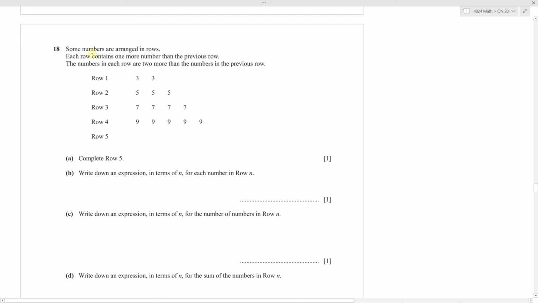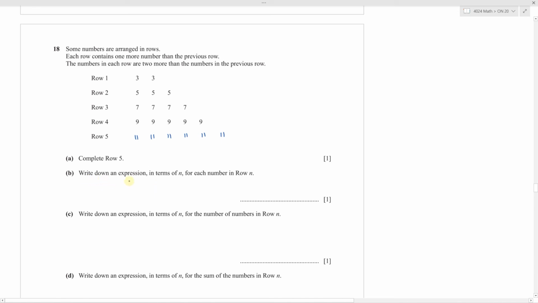Question number 18 is, some numbers are arranged in rows. Each row contains one more number than the previous row. The numbers in each row are two more than the numbers in the previous row. Complete row 5. So the number in row 5 will be 2 more than the number in row 4. So this is 9. 9 plus 2 will be 11. And the number of 11s here will also be one more than the previous row. So you have 1, 2, 3, 4, 5 nines. So you have 6 11s here. 1, 2, 3, 4, 5, and then 6. So this is how you will complete row 5.